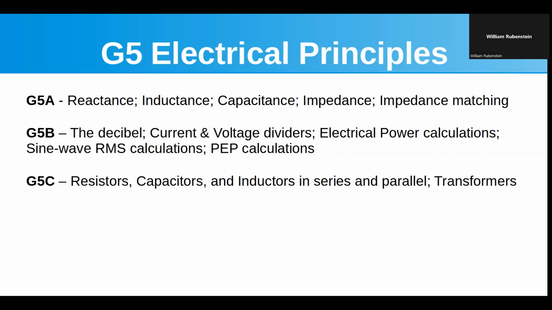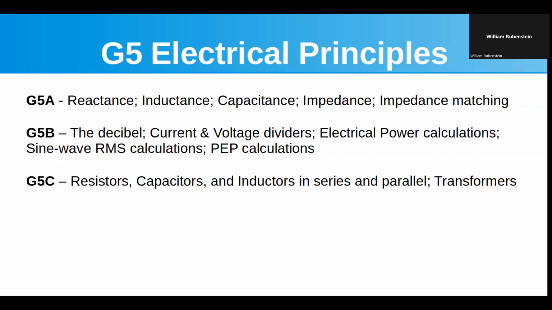So we have three groups. The first one, you'll get one question about one of these things: reactance, inductance, capacitance, impedance, or impedance matching. Group B, we did decibels, series and parallel circuits, electrical power, sine wave RMS. You might need a calculator unless you're good at multiplying by 0.707. And PEP calculations, which is one of the other ones you might need to calculate.